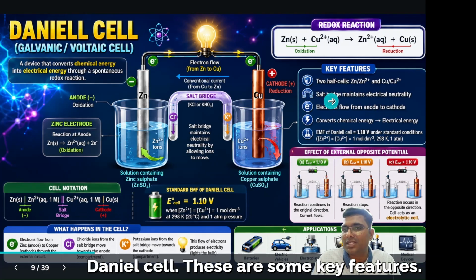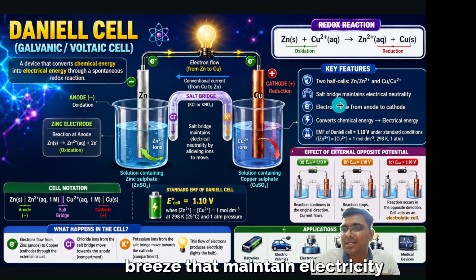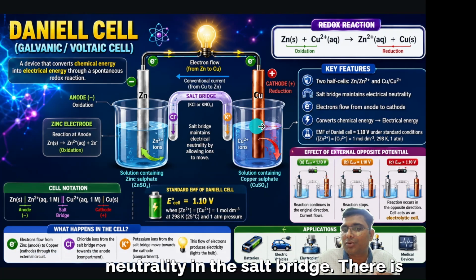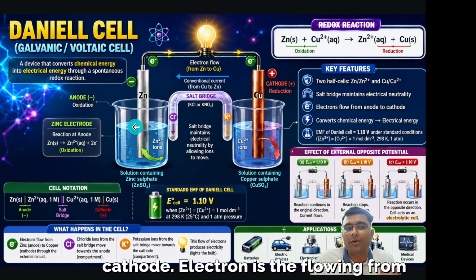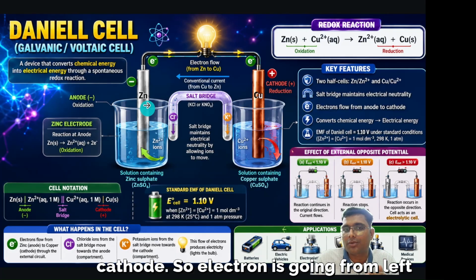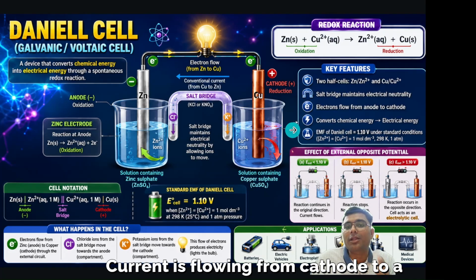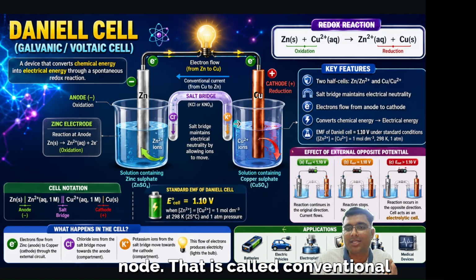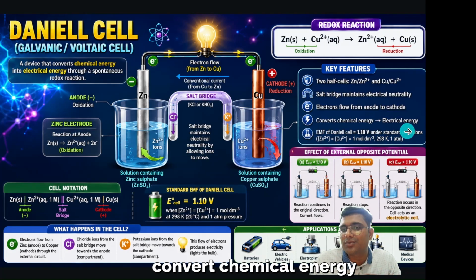These are some key features. There are two half cells. There is a salt bridge that maintains electrical neutrality. In the salt bridge there is potassium chloride, which maintains the neutrality. Electrons flow from anode to cathode. Electrons are flowing from zinc to copper. Zinc is the anode, copper is the cathode. So electrons are going from left to right, and current is flowing from cathode to anode. That is called conventional current. So this cell converts chemical energy into electrical energy.